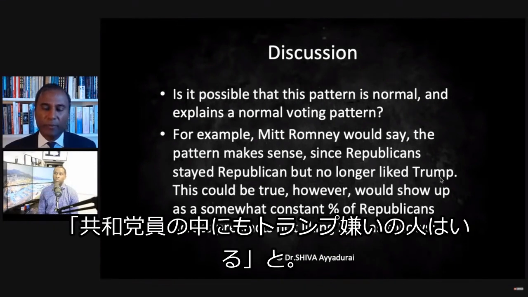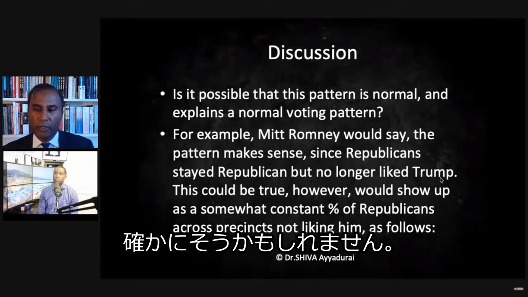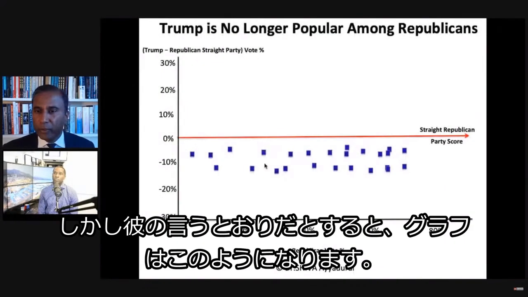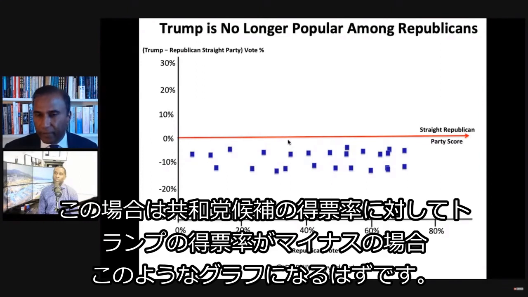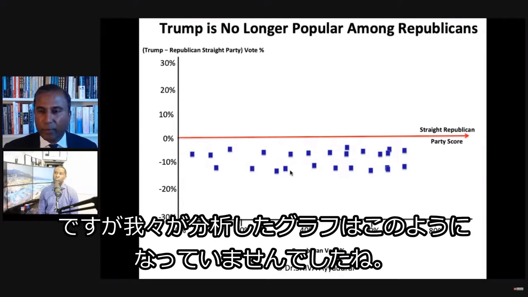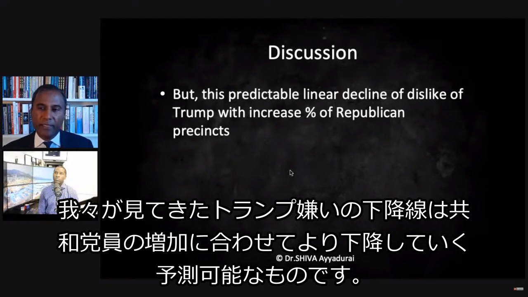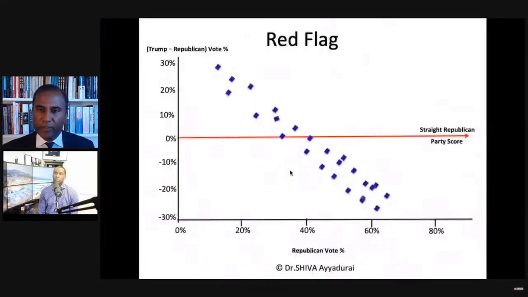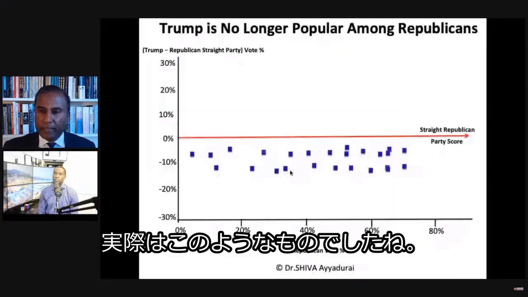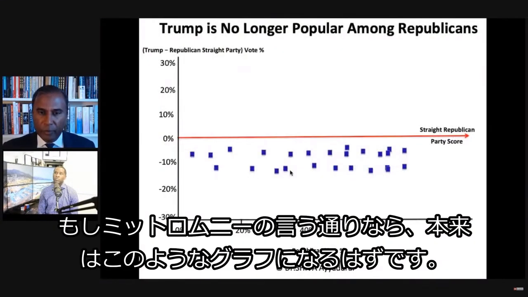He would say, look, since Republicans stayed Republican, but no longer like Trump, this could be true. Well, if that were true, what would you see? You would see all these precincts deviating from the norm, at some distribution like this. But that's not what we see. What we see is a predictable line, a decline of dislike for Trump with increasing percentage of Republican precincts. If Mitt Romney was right, you would see this.